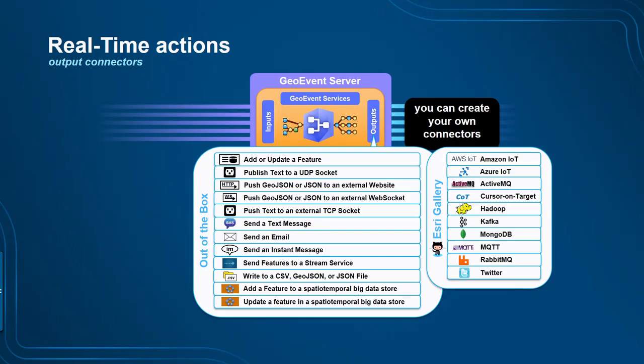So let's say if you want to send some action to your Azure IoT device or Amazon IoT device. Similar to input connectors for messaging queue, we have connectors for ActiveMQ, Kafka, MQTT, and RabbitMQ. You can also send a tweet through the Twitter connector. And similar to the input, you can also create your own connector if any of these connectors don't meet your requirement, or you may also want to extend the capabilities of the connectors on the Esri gallery.